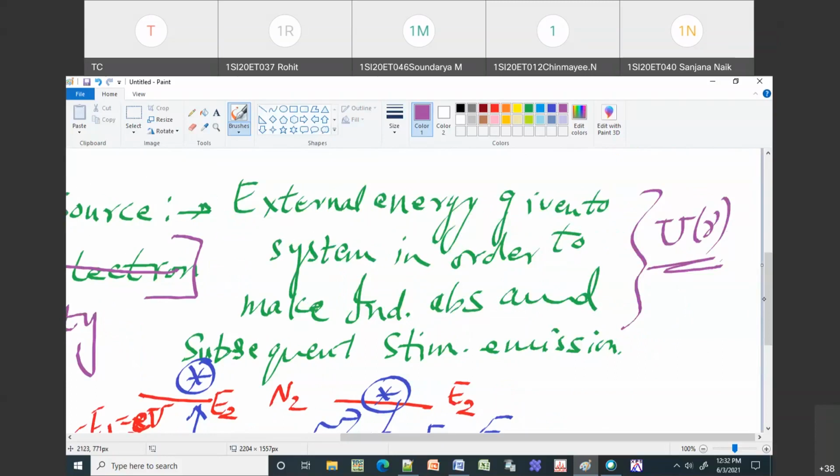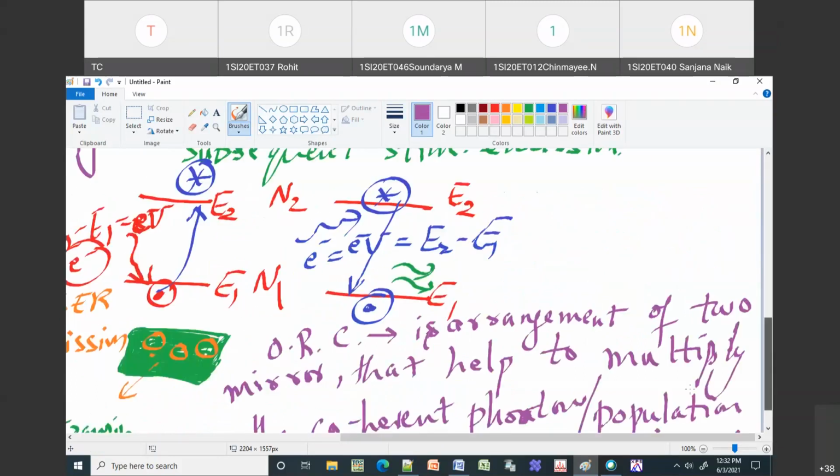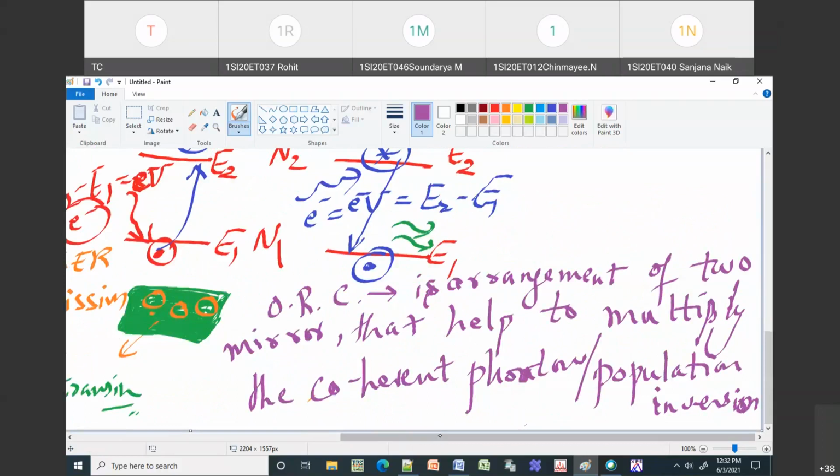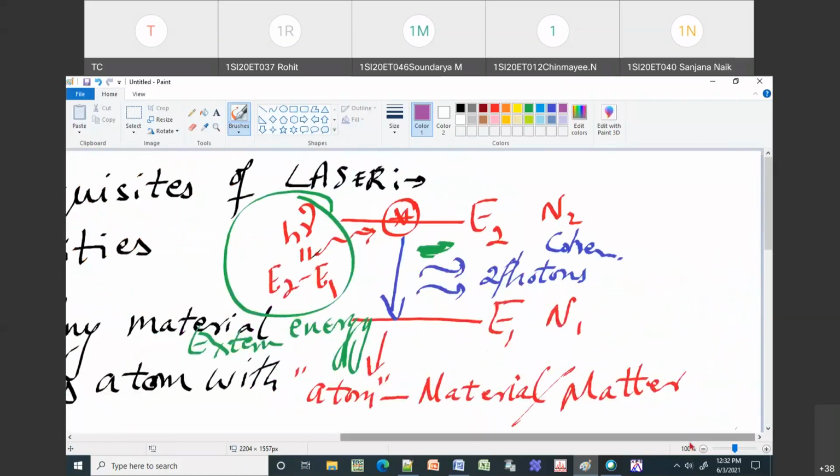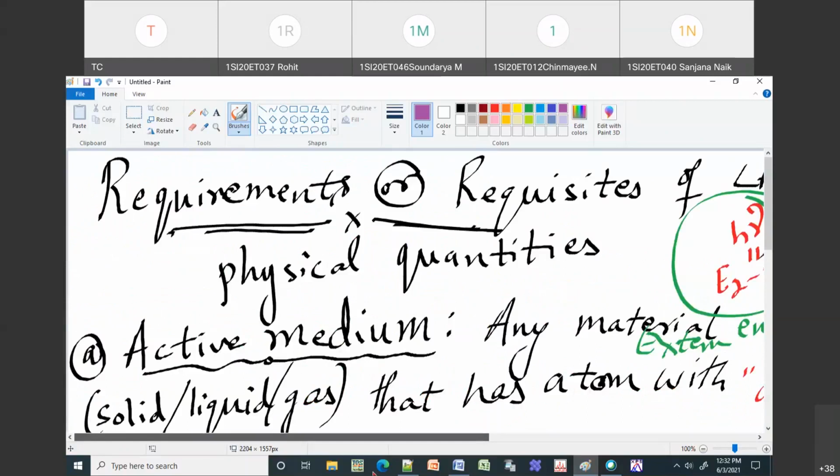Okay, and then the last one is your optical resonant cavity. So optical resonant cavity, what is it? It is an arrangement of two mirrors that will help to multiply the coherent photons, and help in getting the population inversion. Okay, so these are the three different requirements of building a laser. If I want to build a laser, then I need to have these three materials: one is your active medium, then the excitation source, and the last one is your optical resonant cavity.